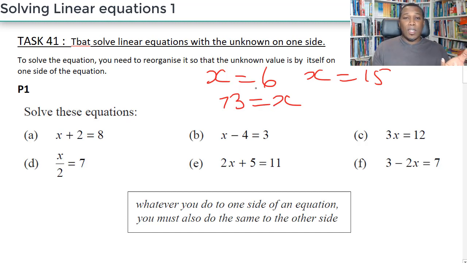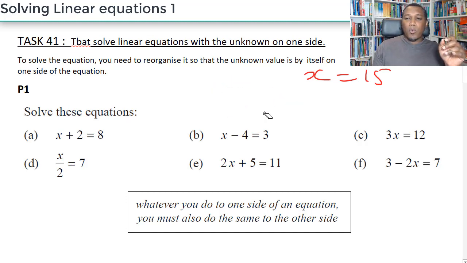What's the value of the unknown? The unknown on one side by itself, and the numeric value on the other side, right hand side or left hand side for the numeric value. So pause, and will you be so kind to solve these six questions your way? Off you go.